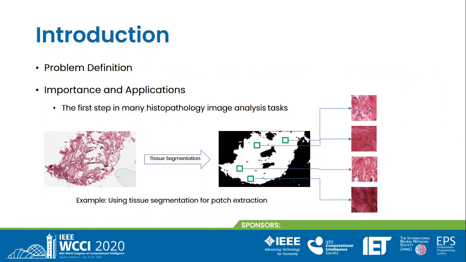In many histopathology image analysis tasks, extracting the tissue parts is the first step. So, segmenting the tissue precisely is a prerequisite for an effective algorithm. On the other hand, if this is not done well, irrelevant parts will confuse the algorithm.